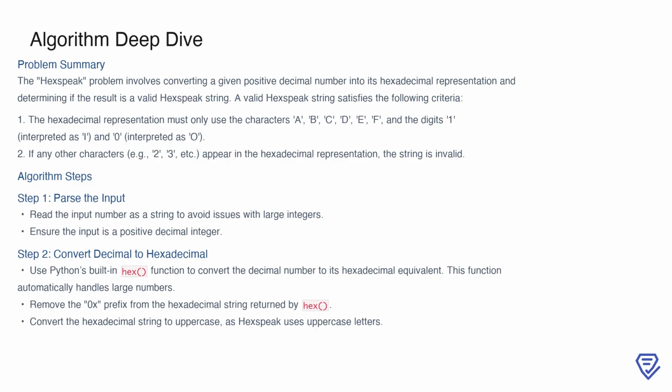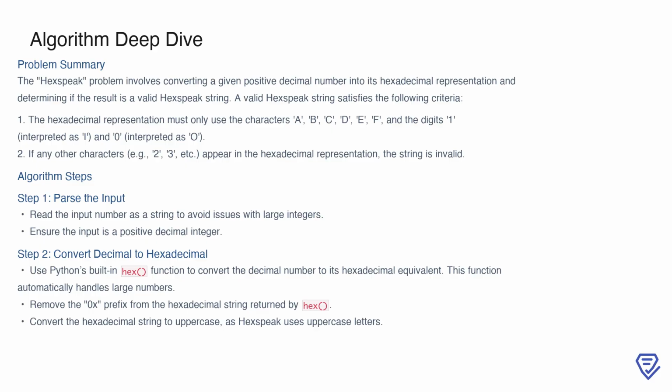If any other characters, such as 2, 3, or other digits beyond 1 and 0, appear in the hexadecimal output, the string is considered invalid. To solve this, we start by parsing the input to ensure it is a positive decimal integer. Then, we use Python's built-in hex function to convert the decimal number to its hexadecimal equivalent.